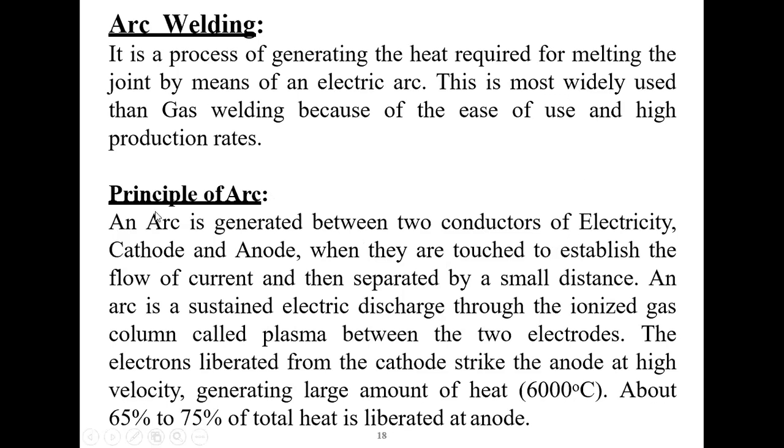Now going through the lines, the arc is generated between two conductors of electricity, cathode and anode, when they are tasked to stabilize the flow of current and then separated by a small distance. An electric arc is a sustained electric discharge through an ionized gas column, also called plasma, between the two electrodes. The electrons liberated from the cathode strike the anode at high velocity, generating a large amount of heat. So we can understand how much heat can be generated during arc welding.